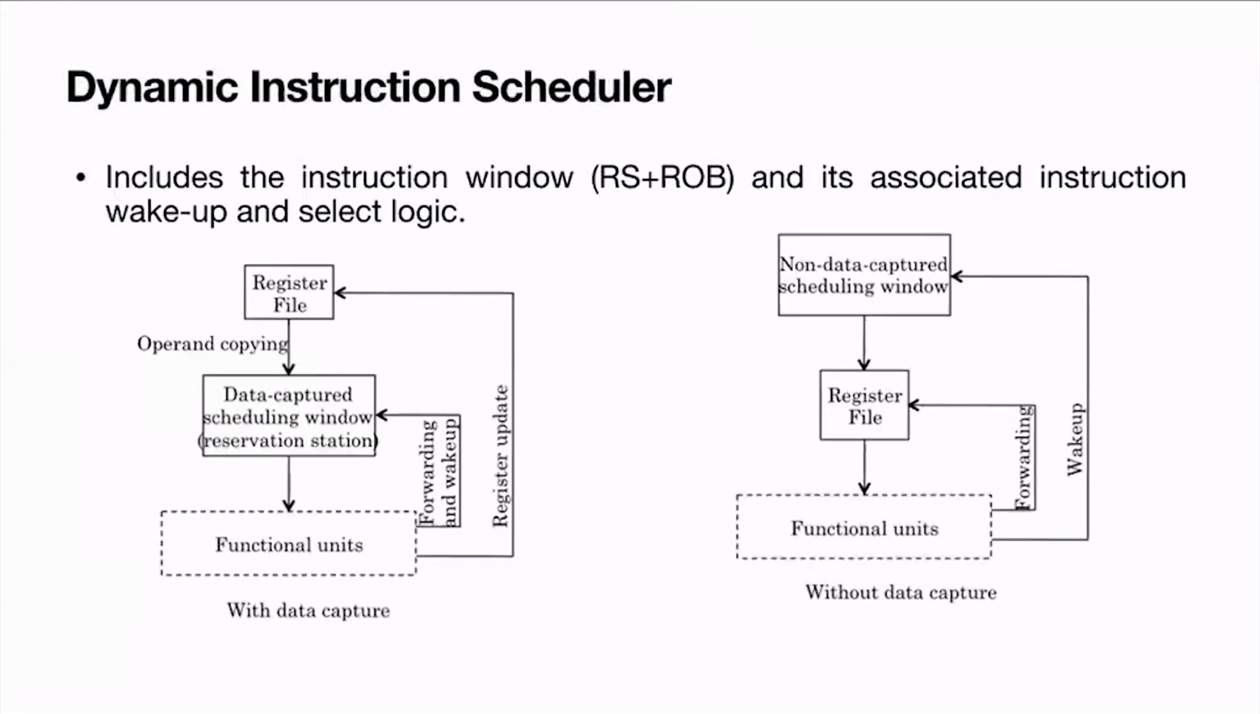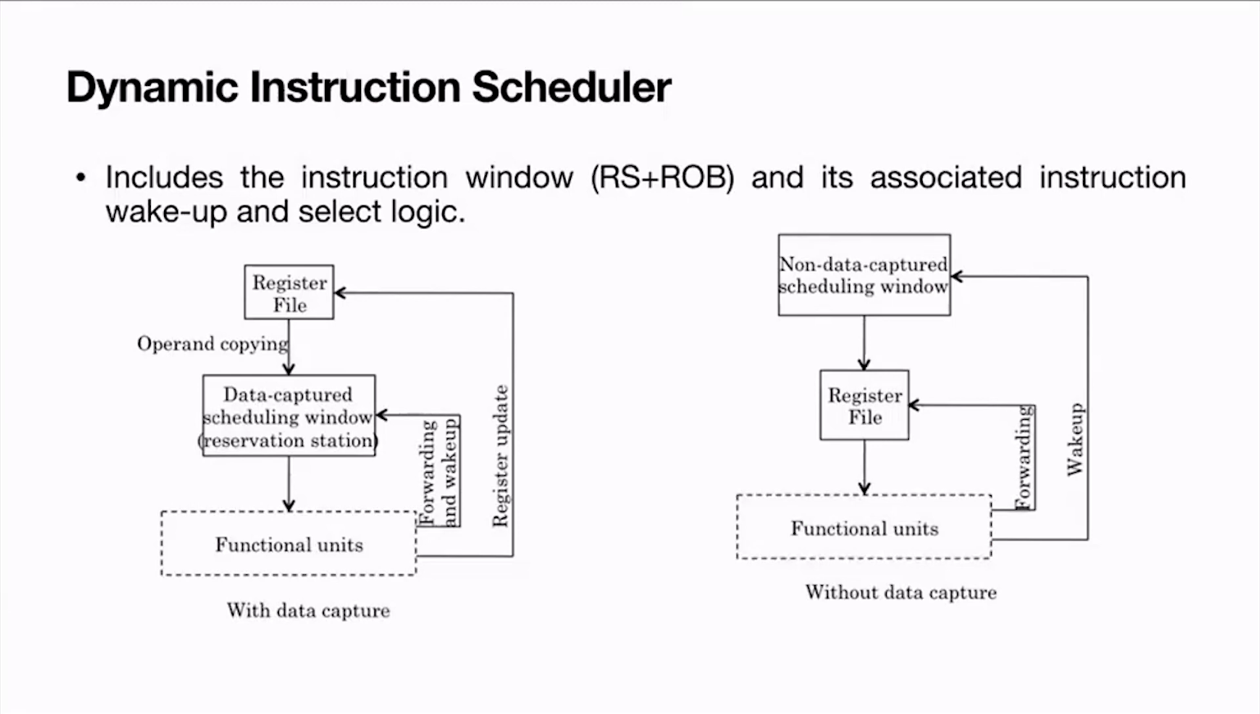For example, without data capture, we just send a wake up signal to the reservation station, and from there we take the instruction. Before this instruction is scheduled onto the function unit, we go to the register file and read the operands, and the operands are then given to the function unit. So here register file access is in the critical path, even though we know the instruction is ready, we have to read the values from the register file. Whereas in the previous case, the values are already available in the reservation station, so I can directly issue that instruction onto the function unit.